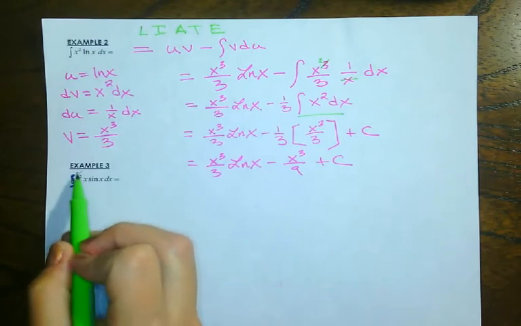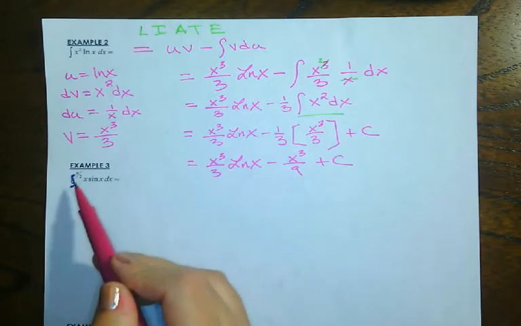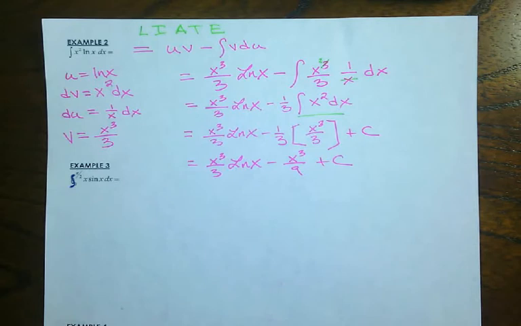This is supposed to be the integral from 0 to pi over 2 of x sine x dx. So if you need to make that adjustment, go for it. This is a definite integral because I'm going from 0 to pi over 2. The other example had a plus c in my answer. That's not going to be the case here.